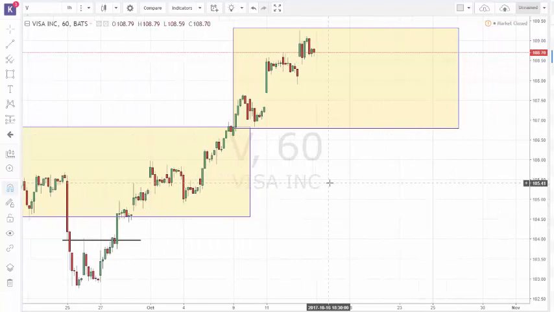I switch up to the daily, the 4 hour, and then to the hour. I want to get the bigger picture. Am I still within that box? Is the 4 hour showing me that there are lower lows or whatever? The bigger time frames are the most important.